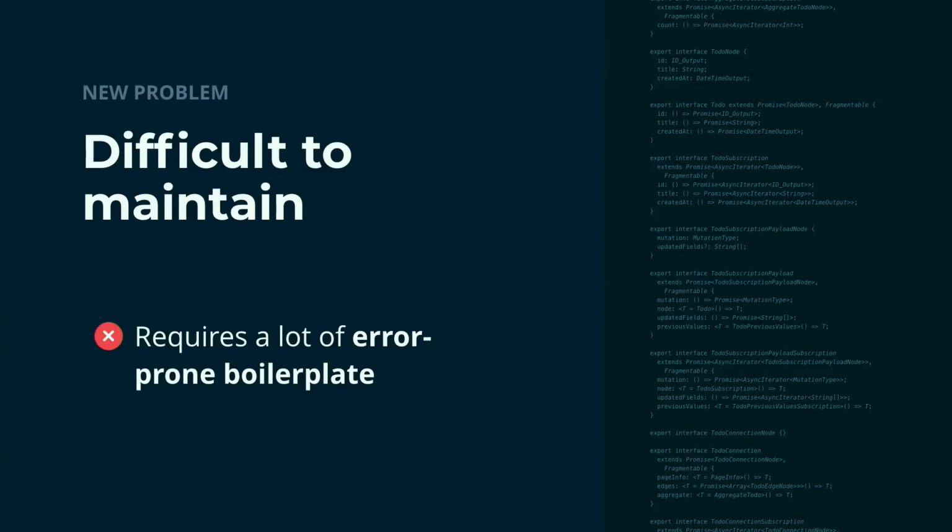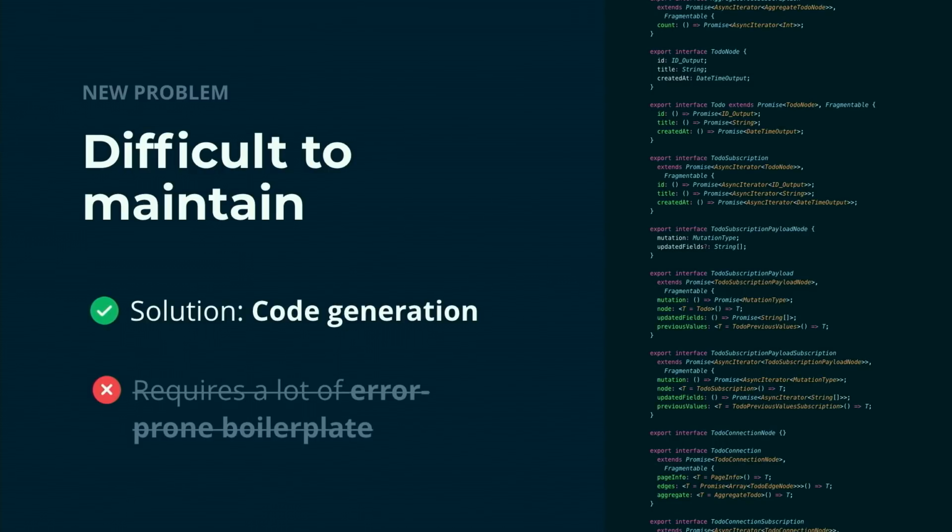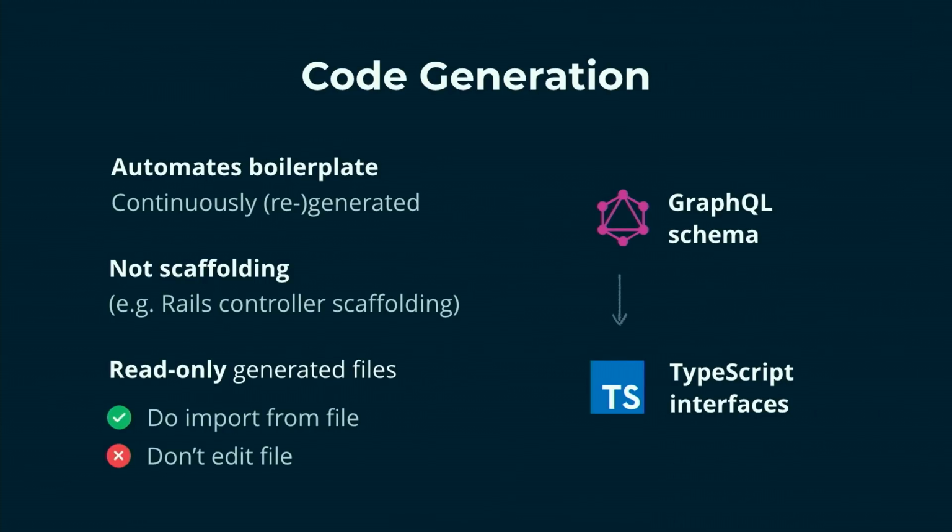The solution to this problem is that we're going to use code generation. We're going to use a tool that automatically maps the GraphQL schema definition into TypeScript interface definitions and automatically handles that for us. For those of you who are new to the idea of code generation, it's basically this automatic concept where something gets regenerated for you. This code, you're not supposed to edit. You're just supposed to import from it.